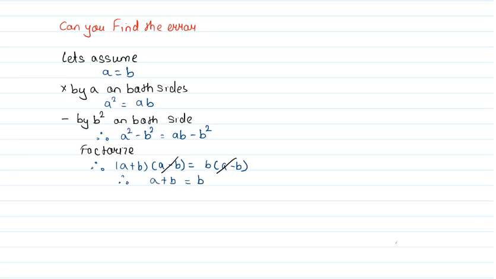Now we know a equals b from over here. Substitute a equals b. So what you will have is b plus b equals b. Therefore 2b equals b. b goes into b. Therefore 2 equals 1.